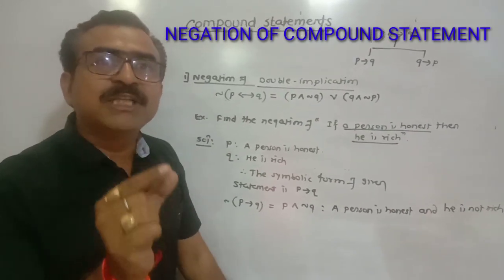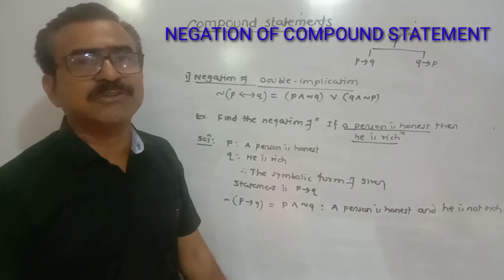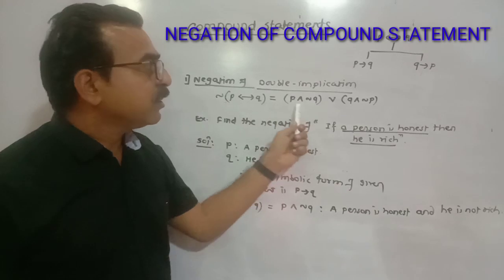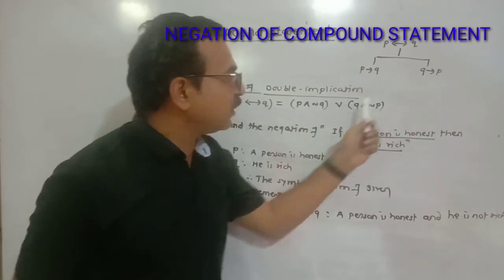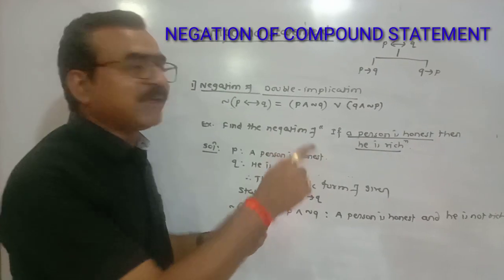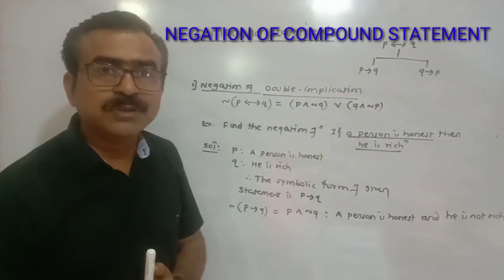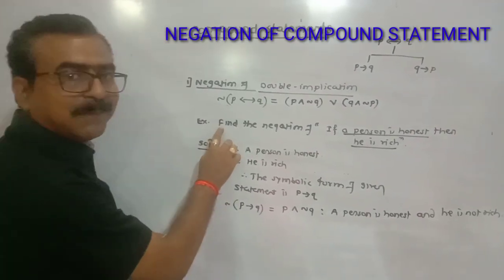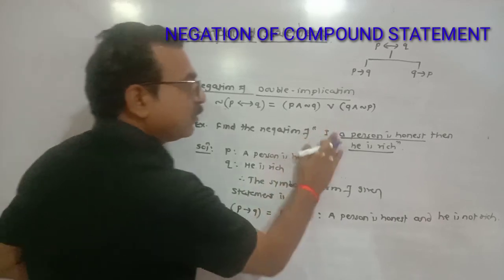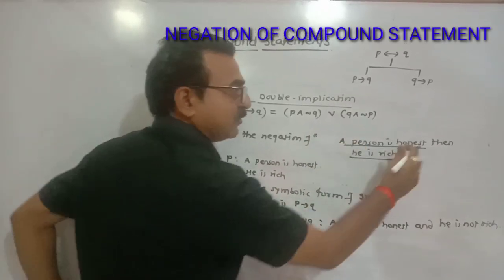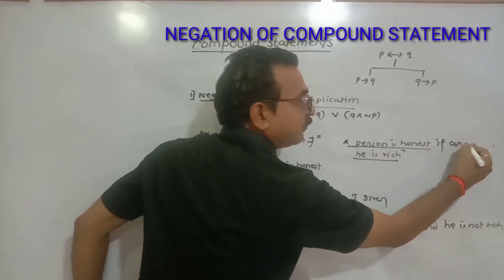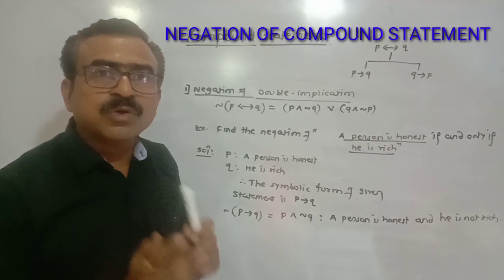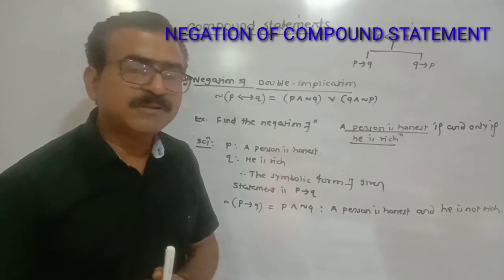While performing the negation of a double implication or biconditional statement, initially perform the negation of P conditional Q. Then perform the negation of Q conditional P. And then these two brackets are connected by OR. Understood? Now, let us take one example for better clarity. So, your example is: find the negation of "a person is honest if and only if he is rich."